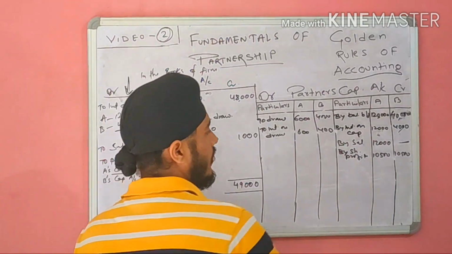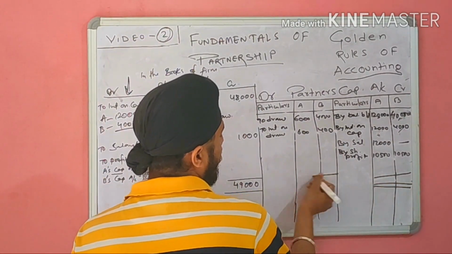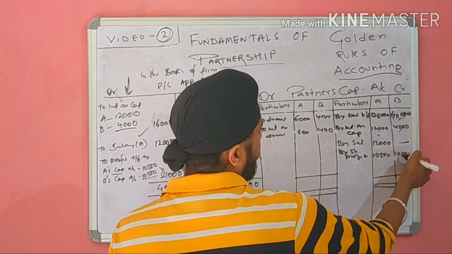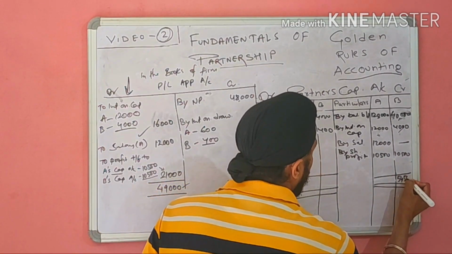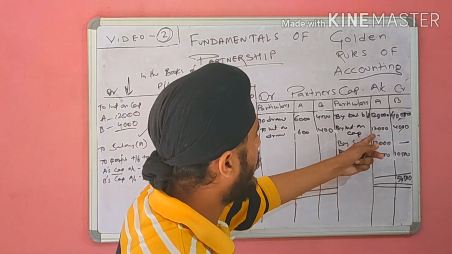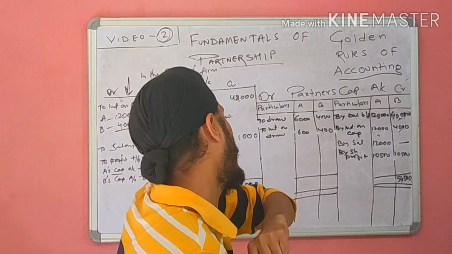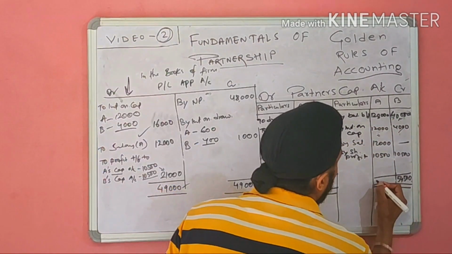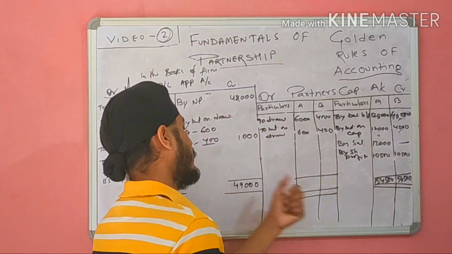Now let's balance the capital account. I think the credit side will be bigger. Now the total is 40,000 plus 4,000 plus 10,500, so 54,500. Next one, 1,20,000 plus 12,000 plus 12,000, 24,000. 24,000 plus 1,20,000, 1,44,000, plus 10,500, 1,54,500.